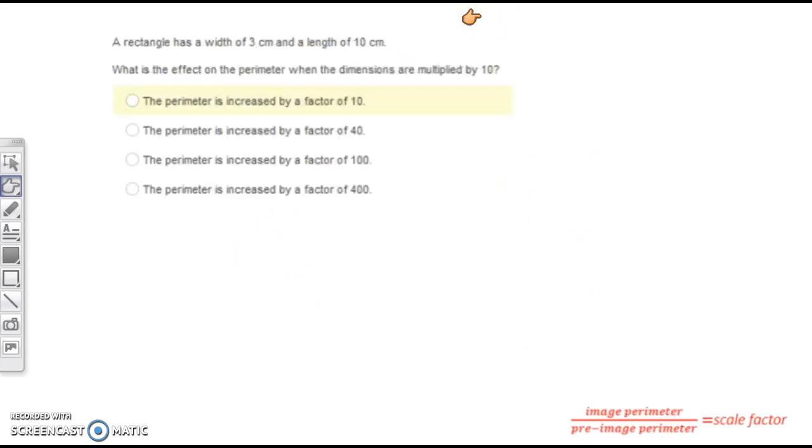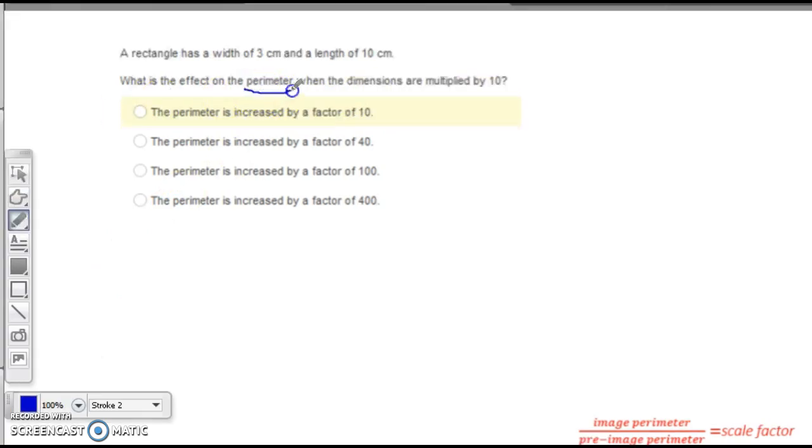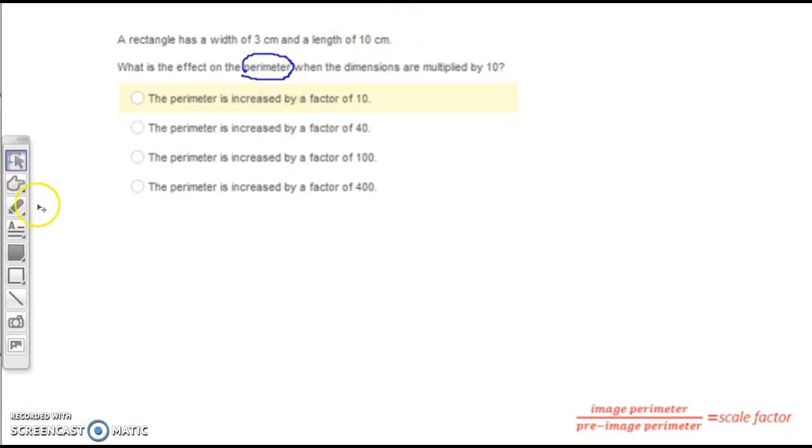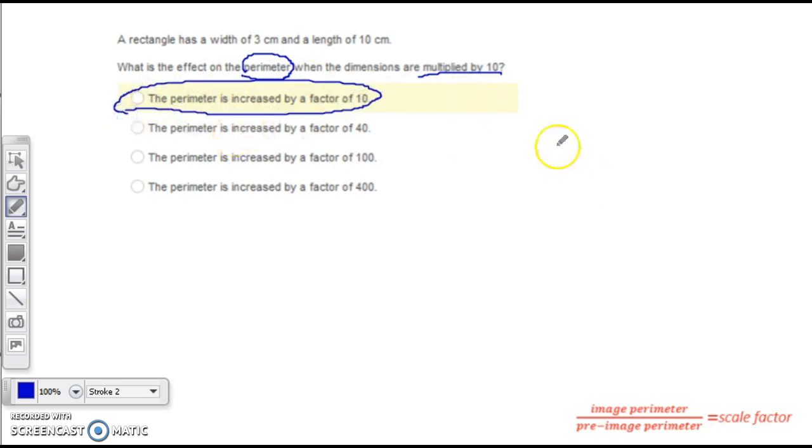All right, a rectangle has a width of 3 centimeters and a height of 10 centimeters. What is the effect on the perimeter when the dimensions are multiplied by 10? So remember, when we're dealing with perimeter, we're just dealing with regular old units, right? The units don't change. You don't have to square it or cube it or anything. It's just regular units. So if you're multiplying the dimensions by 10, the perimeter is also going to get multiplied by 10. So let's say your original perimeter was 5. Your new perimeter is going to be 50. You're just going to multiply it by 10.